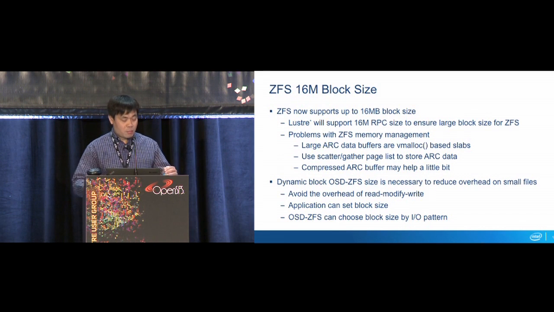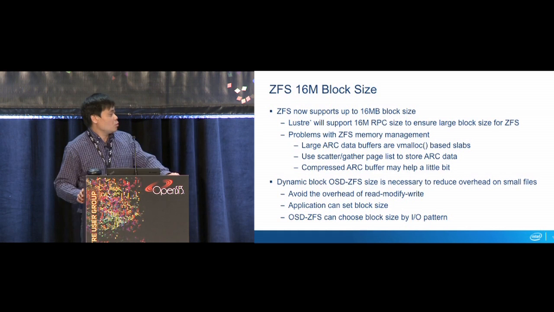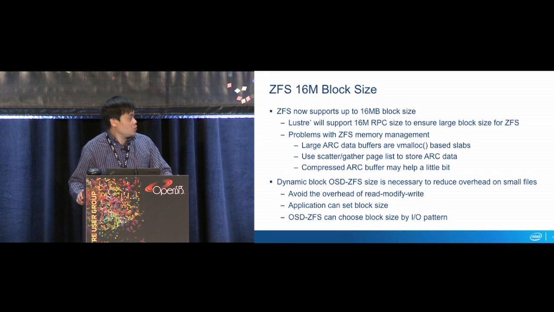So after 16 megabyte block size is enabled, we have to support dynamic blocks on OSD ZFS. Yeah, because otherwise there will be way too many read, modify, write for small files, and that will kill performance. So there are two ways to set block size in ZFS on the OSD side. So either application can do this via a dedicated API, or OSD ZFS can choose block size by I/O pattern.